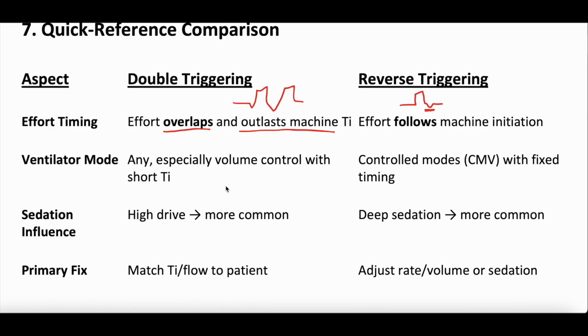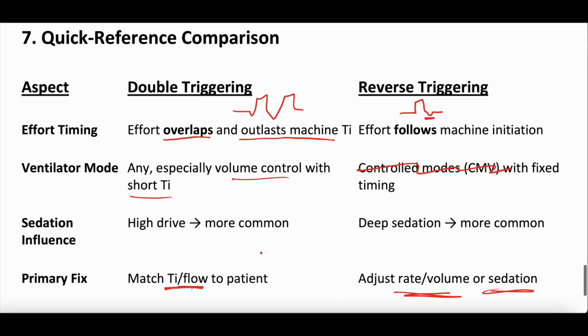Ventilator mode: you can see double triggering in volume control, especially with short inspiratory times, whereas reverse triggering is more in controlled modes, which you don't use too often anyway. Sedation: high drive usually triggers double triggering. Deep sedation, on the other hand, triggers reverse triggering. The primary fix is to match the inspiratory time and flow rate to the patient for double triggering, and adjust rate and volume or sedation for reverse triggering. So hopefully that's a nice quick reference reminder.